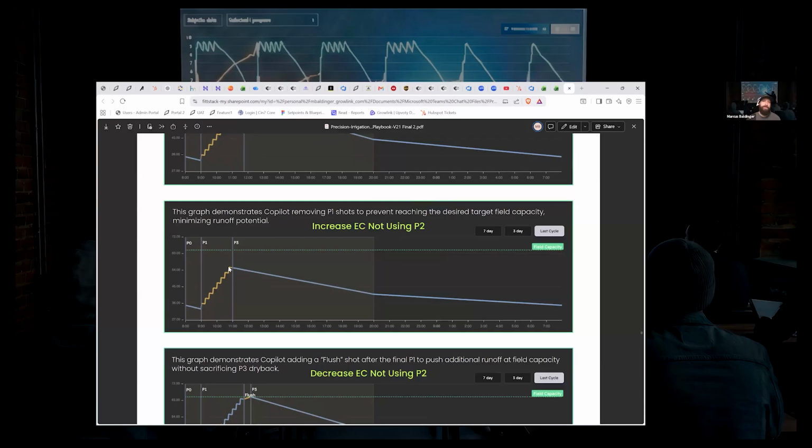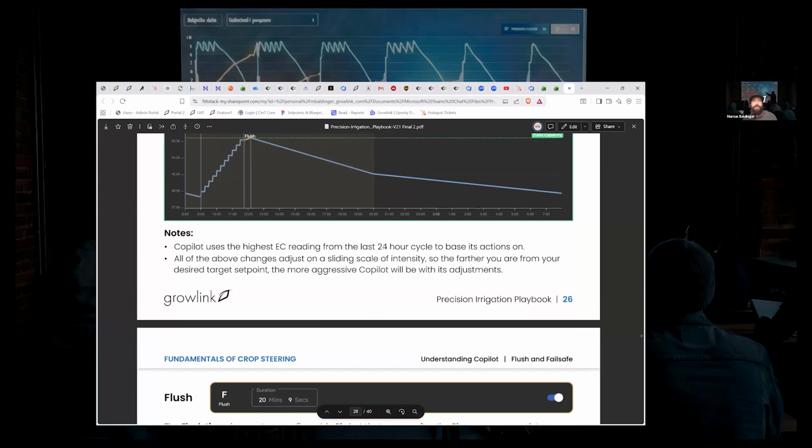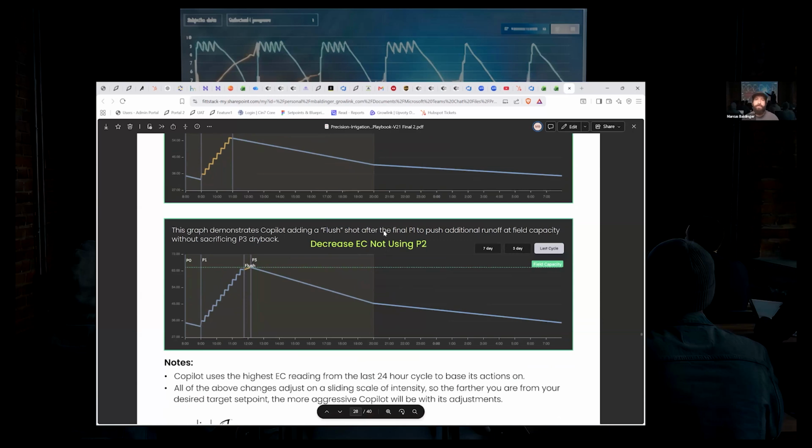And it's a sliding scale. So as your EC starts to go up, this will also start adding them back in until you're back to your original point. Same thing for decreasing EC when you're not using P2s and we don't want to sacrifice our dryback by adding P2s, but we need to get the EC down.